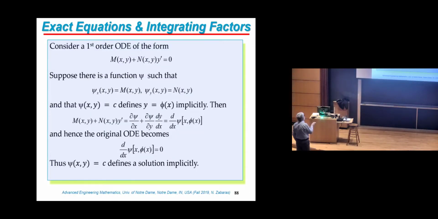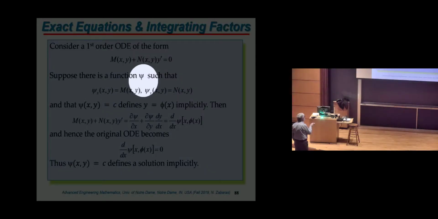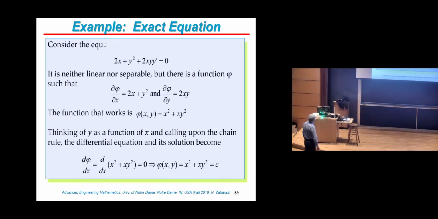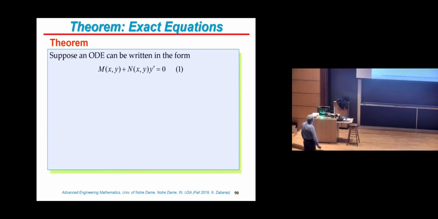If there is a function psi, so that its derivative with respect to x is m, and its derivative with respect to y is equal to n. And the question is, can you actually guarantee that there is such a thing, and under what conditions? And the answer is very simple. And actually, let me go directly on this because it's 11:21.